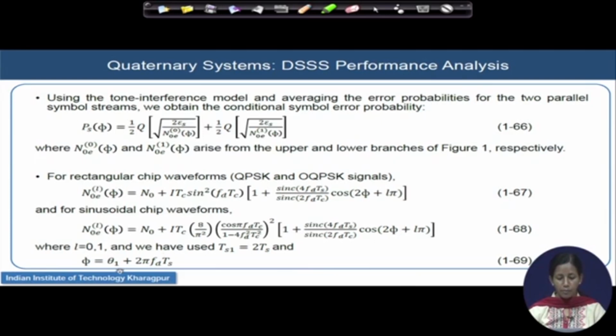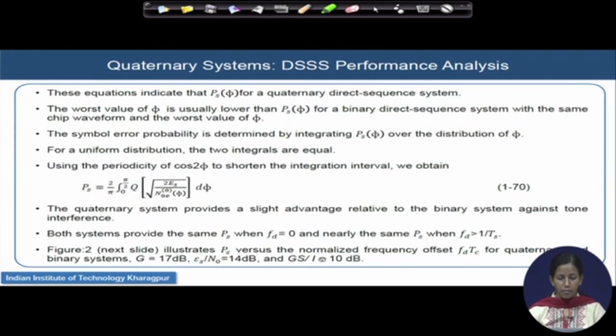Your phi, if you remember, was given by theta 1 plus 2 pi f d t into Ts, and we have to utilize that Ts1 is equal to twice the Ts. So all this expression should follow that.